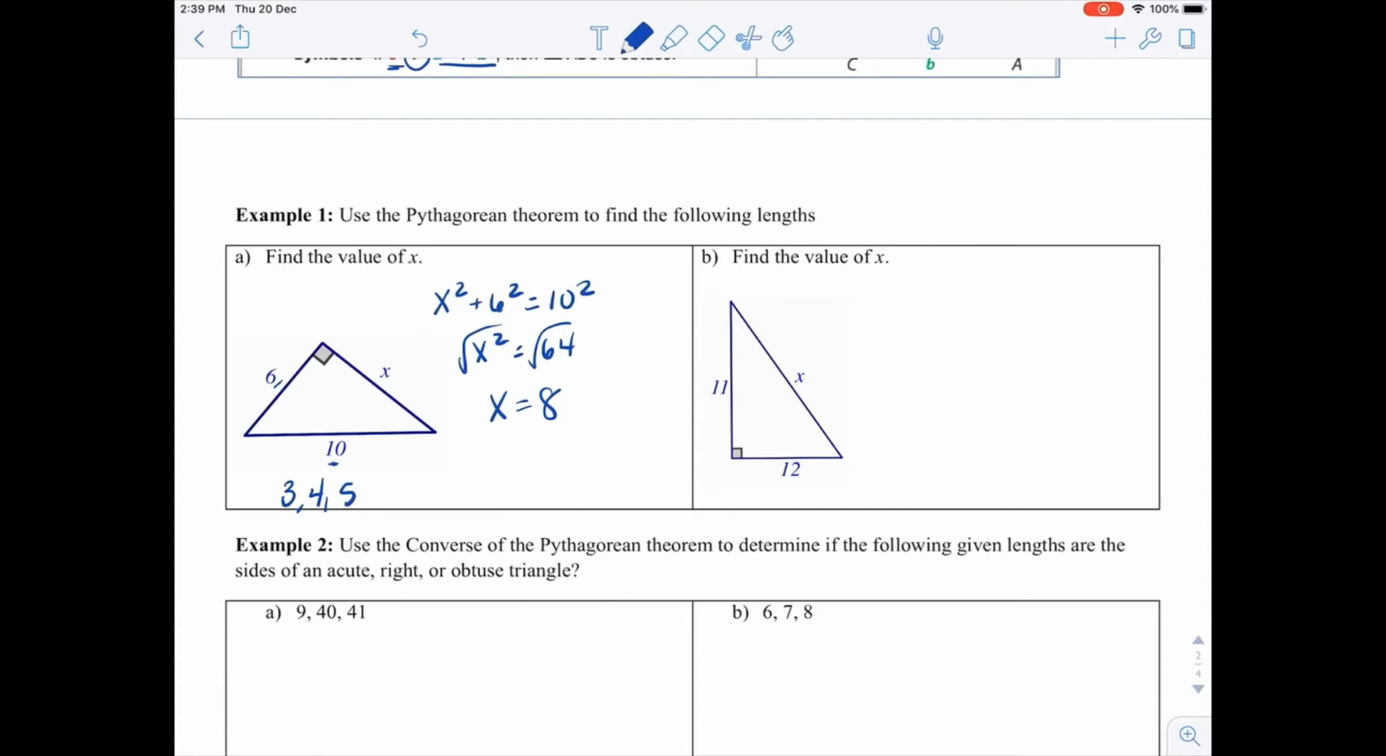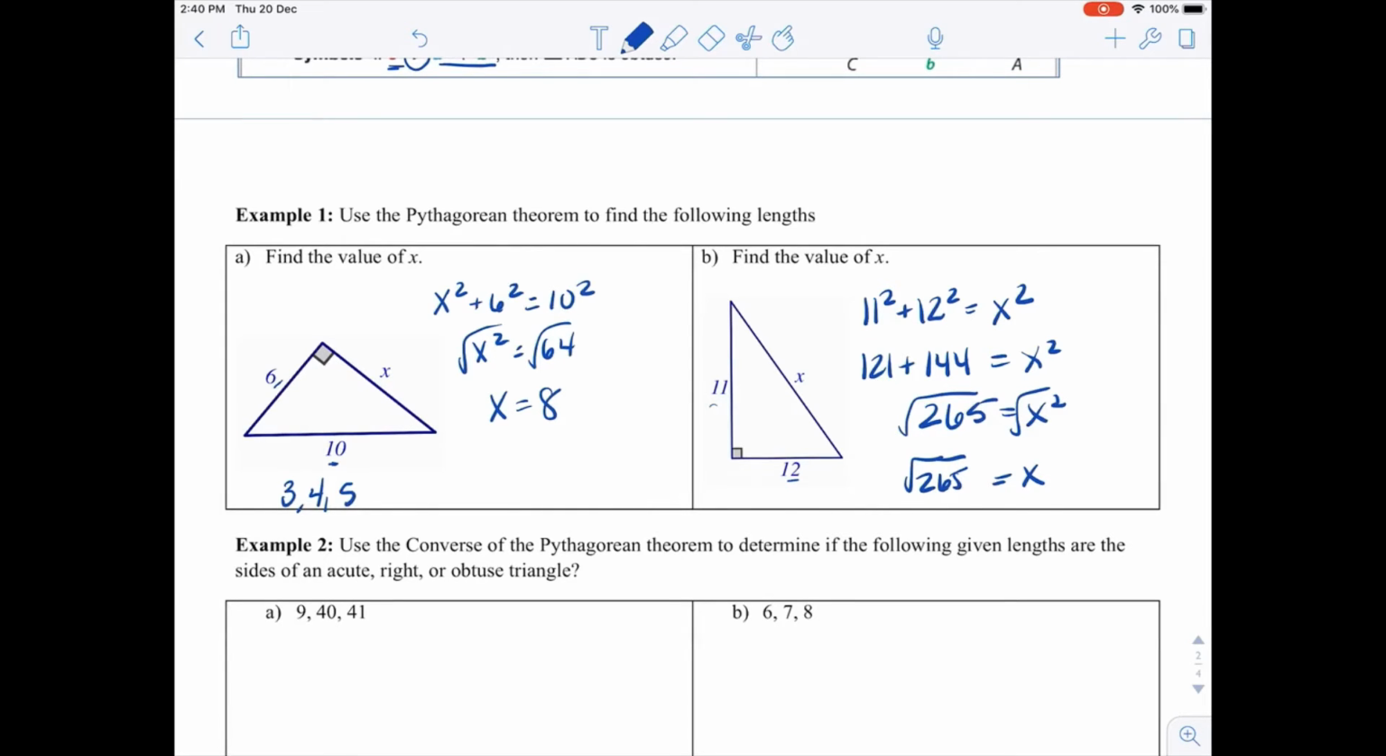Okay? For the next one, we've got a leg that's 11 and a leg that's 12. That's not a Pythagorean triple, so we're going to go ahead and use the Pythagorean theorem. And we get 121 plus 144 equals x squared. That's 265 equals x squared. If you square root both sides, x is just the square root of 265.